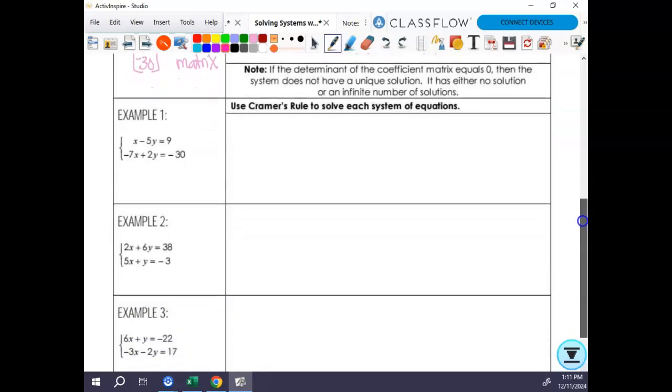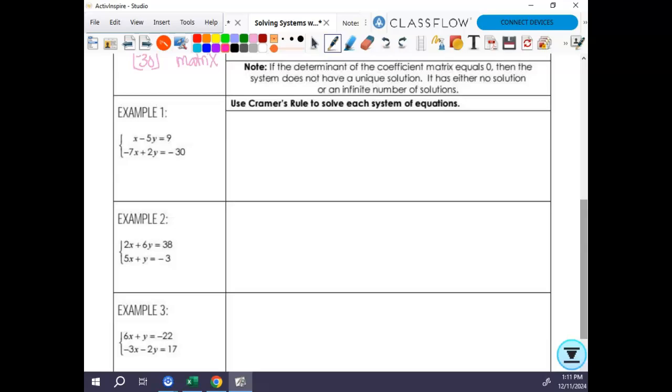Okay, so note if the determinant of the coefficient matrix equals 0, then the system does not have a unique solution. It has either no solution or an infinite number of solutions. Okay, so it's fun times when we get a determinant of 0 because then we get to stop.